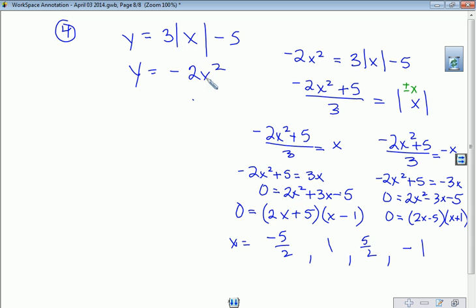Okay, let's test them. If I plug negative 5 halves into, and it really doesn't matter, we're just going to have to test with both. If I plug it in here and I square it, and I multiply it times negative 2, isn't it going to be a negative number? Okay. If I plug it into the top one, it becomes positive, right? And then times that would be 15 halves. So now we're at 15 halves.